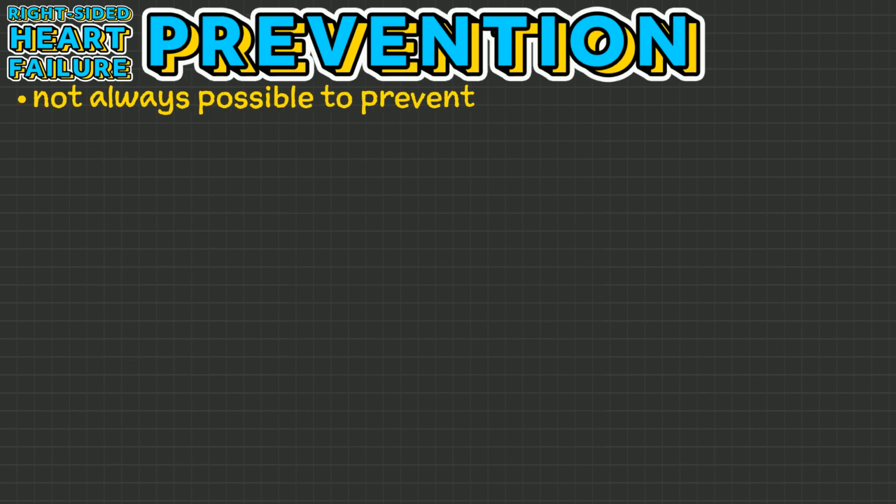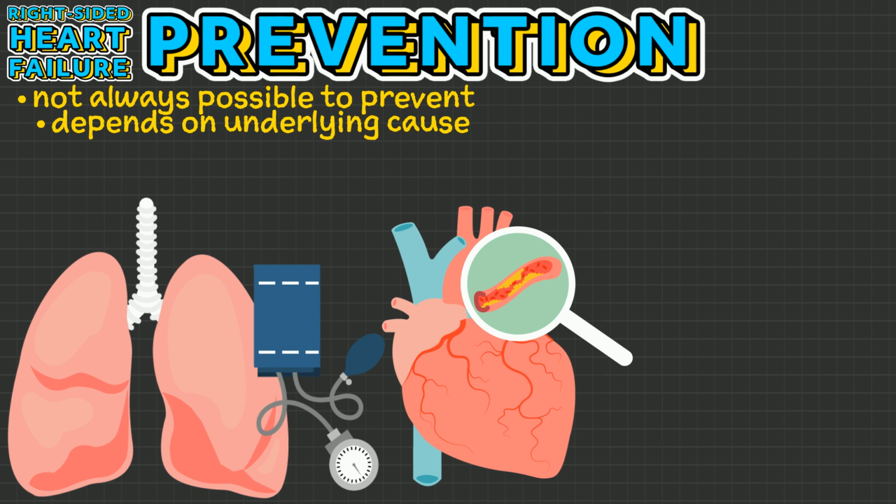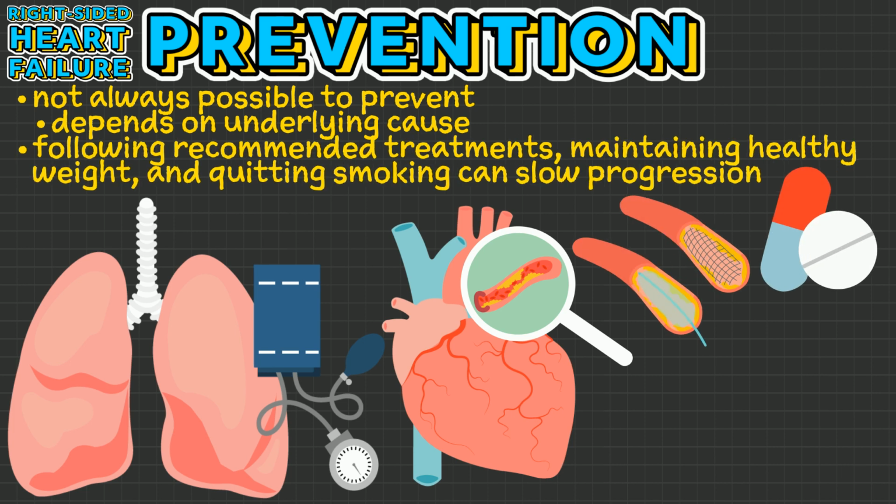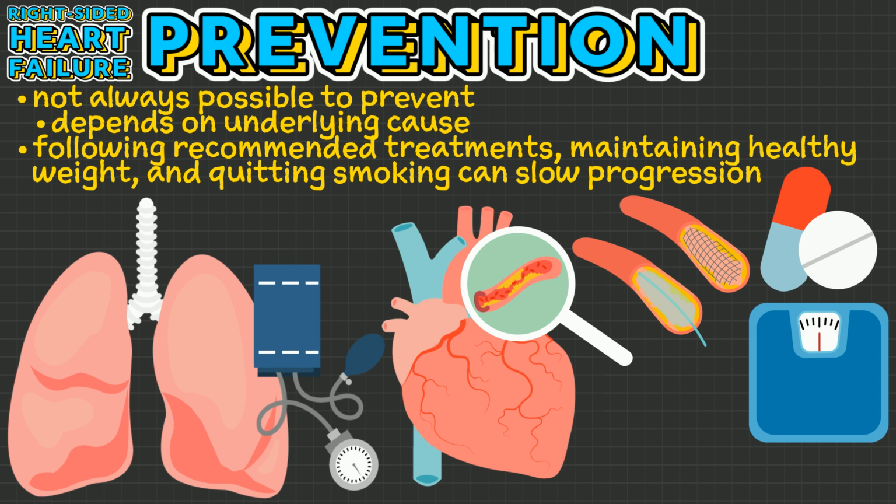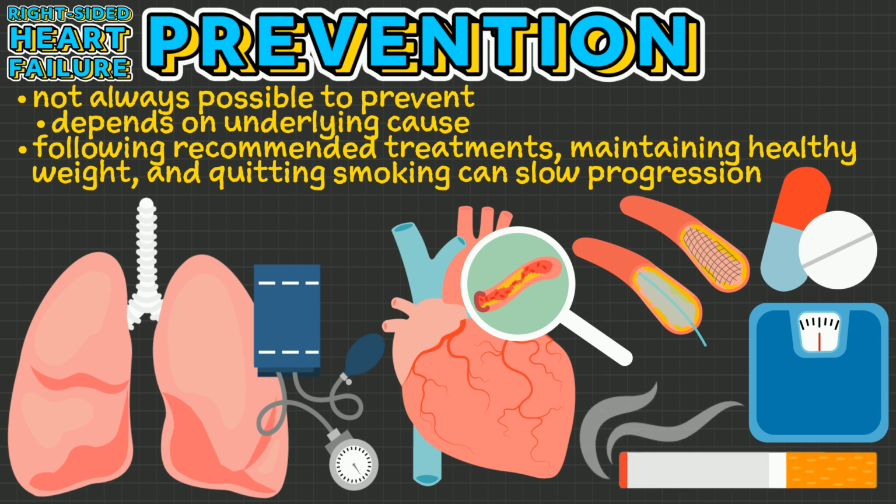It's not always possible to prevent right-sided heart failure, as it depends on the underlying cause. However, following recommended treatments, maintaining a healthy weight, and quitting smoking can slow the progression.